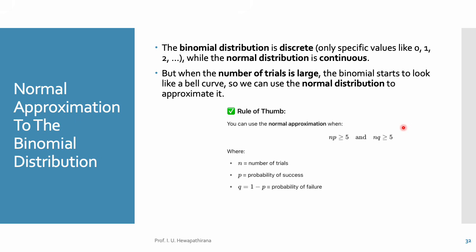Here you have to first of all check whether np, that means number of trials times the probability of success, is greater than or equal to 5, and nq, number of trials times the probability of a failure, is also greater than or equal to 5. If these two conditions are satisfied, you can actually apply the normal approximation to a binomial distribution.